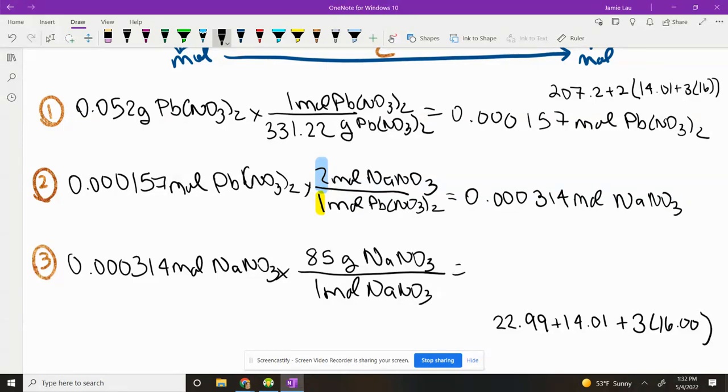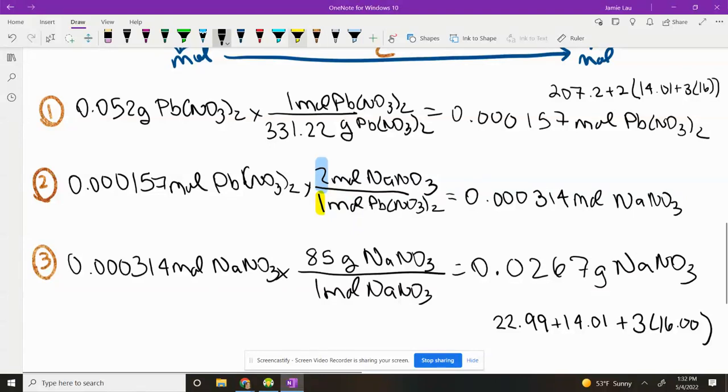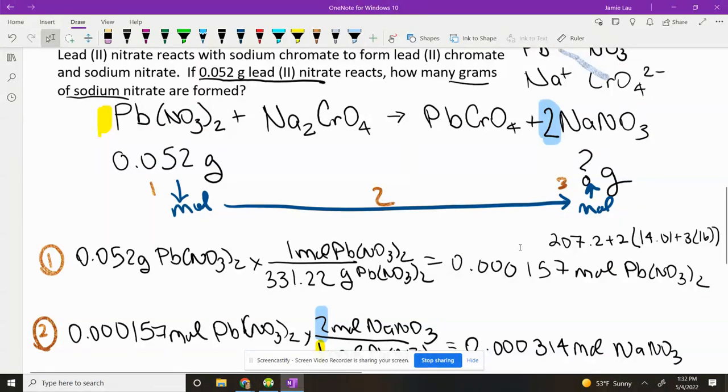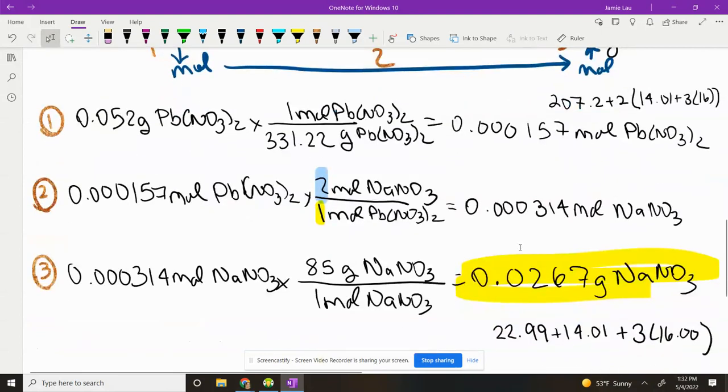So I take that and I multiply by the number of moles, and I get a final mass of 0.0267 grams of sodium nitrate. Again, that number is small, but we started off with a very small number to begin with. We only started off with 0.052. Hope this helps. Let me know what questions you have.